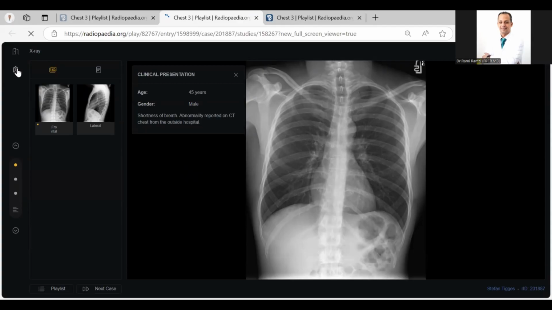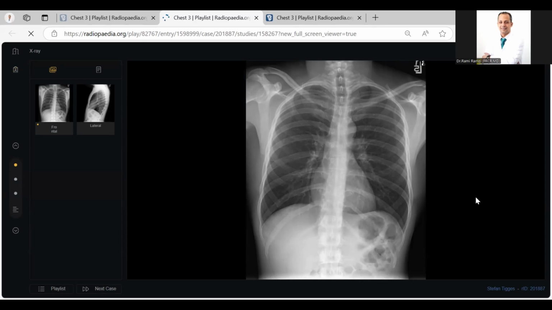A 45 year old male patient, shortness of breath, and he did a CT in the hospital. All right. I'm presented with a chest X-ray, frontal projection, of a 45 year old patient who presented with shortness of breath. On the first look, I do not see any gross abnormality, so I will now look systematically. In my routine practice, I will zoom the image to look for any subtle pneumothorax in the apex region.